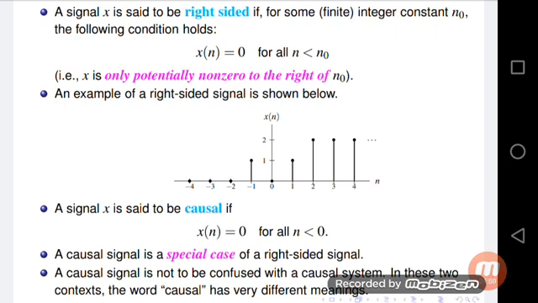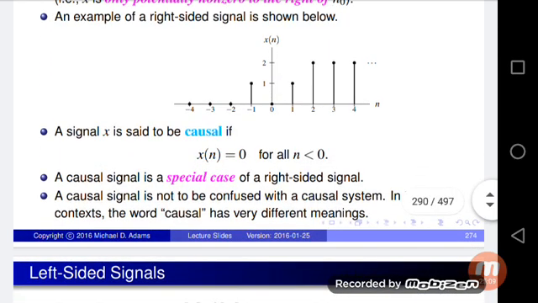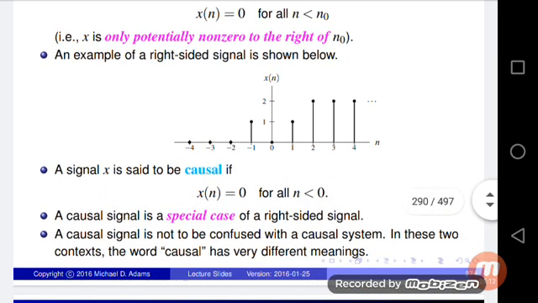A signal is said to be causal if x of n equal to 0 for all n less than or equal to 0. A causal signal is a special case of a right-sided signal. A causal signal is not to be confused with a causal system; the word causal has very different meanings in these two contexts.